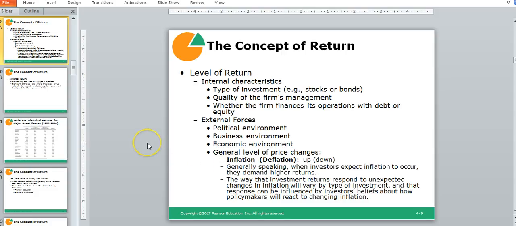And then lastly, we have inflation. So you know that inflation is really just the general increase in the price of stuff we buy. Prices go up over time. And if prices are going to increase, then our investment returns will probably increase because we want to make enough money to cover inflation and then make more to grow our wealth.